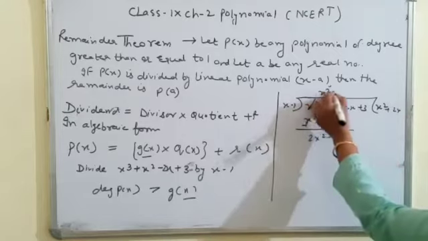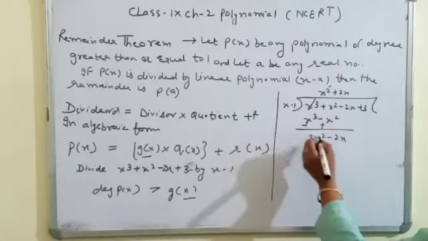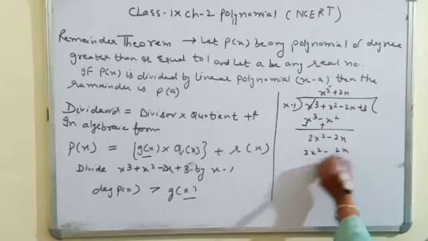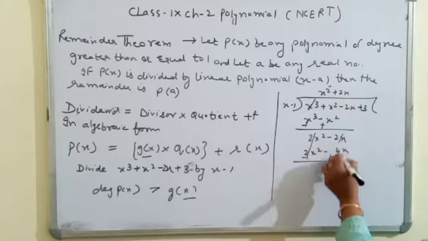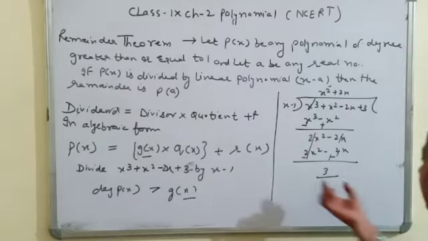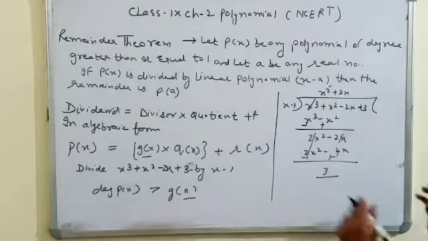2x square minus 2x, multiply it by plus 2x. Multiply 2x by x minus 1, giving 2x square minus 2x. Change the sign. The result is plus 3. Here you can see that the remainder is 3.